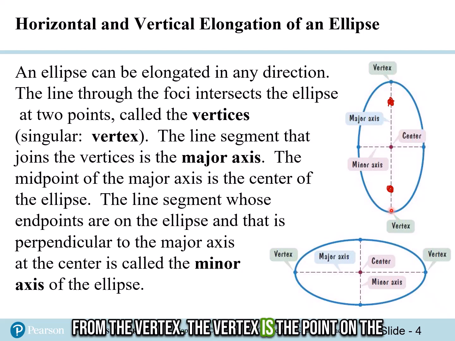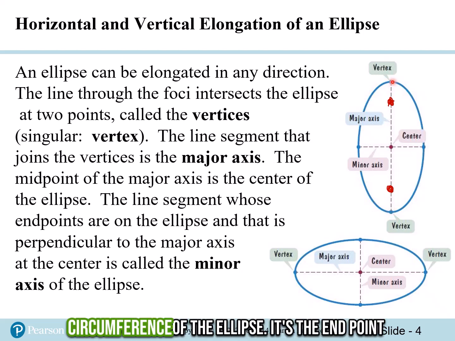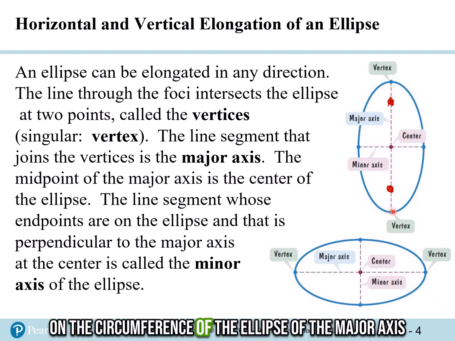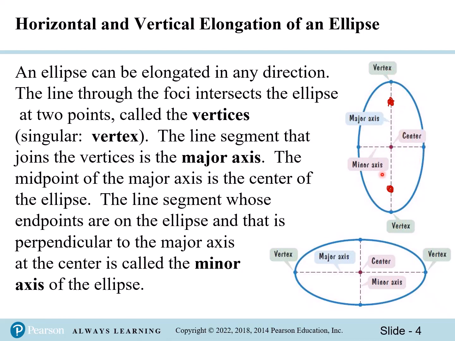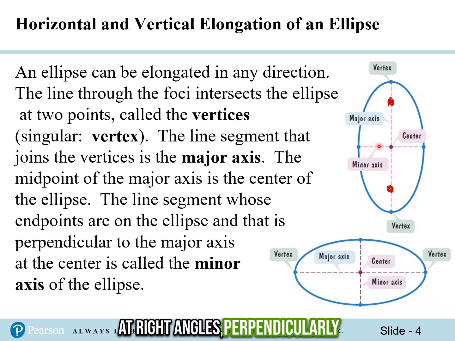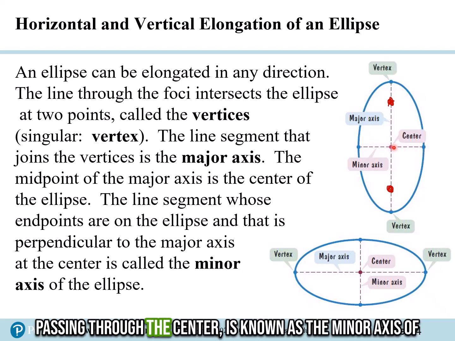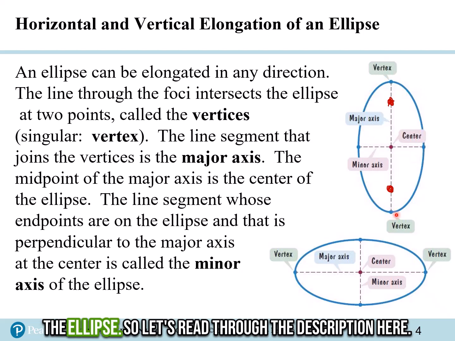The vertex is the point on the circumference of the ellipse. It's the end point on the circumference of the ellipse of the major axis. Now, this other dashed line that crosses the major axis at right angles, perpendicularly passing through the center, is known as the minor axis of the ellipse. So let's read through the description here.